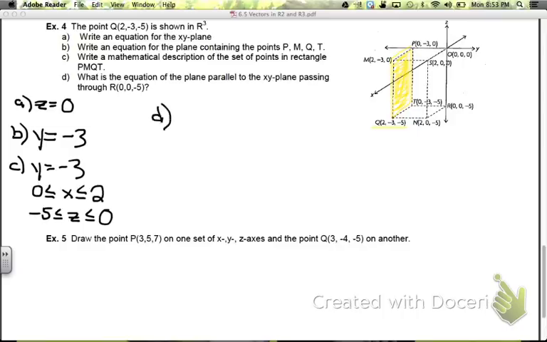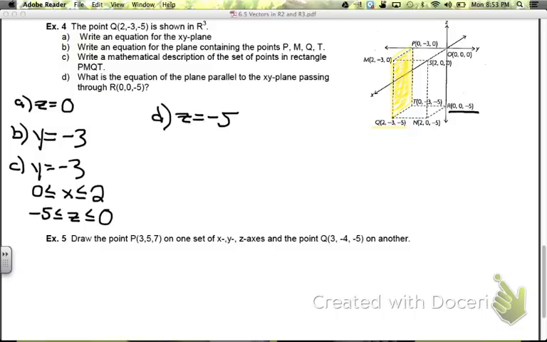And then for D here, what is the equation of the plane parallel to the xy plane passing through R, which is at 0, 0, -5? So that's that point down here. Since we have 0 and 0, our x and y could really be anything, but we know that z needs to be equal to -5. So that is our equation of the plane parallel to the xy plane here.